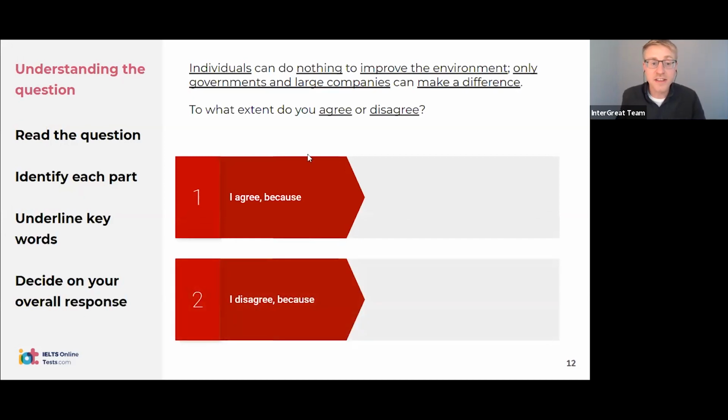And this is something you can do, you know, when you first read the question, think of some reasons why you might agree and think of some reasons why you might disagree, right? Then you can choose the side that you think is strongest, right? That will be your main point. So first of all, can we think of some reasons why you might agree with this? Individuals, they can't do anything.